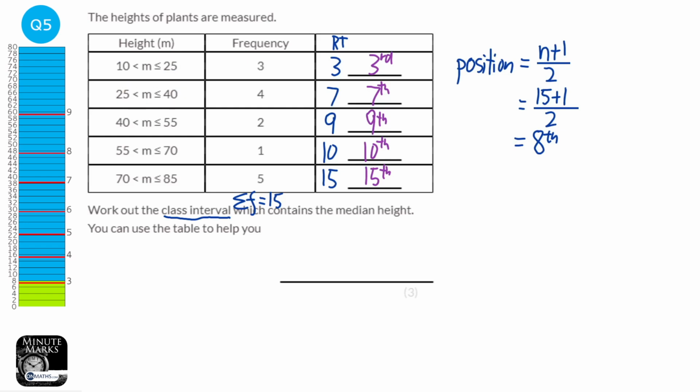So we're looking for the 8th one. Well, the 7th one is the last one in this group. So the 8th one will be in this group here, as well as the 9th. Then the 10th one will be in the next group.